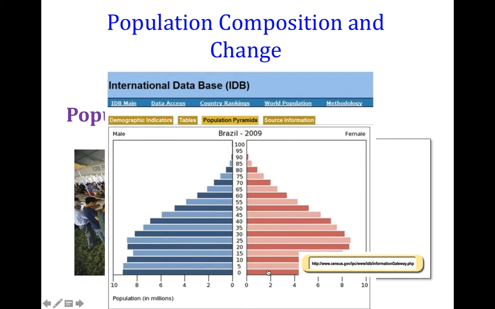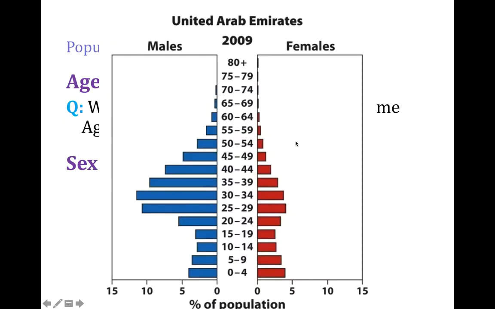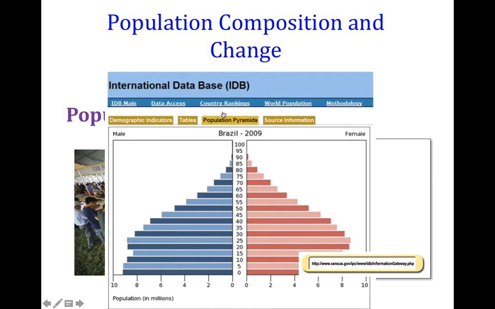But what happens is with access to birth control, if you have famine, if you have war, all of this is going to be affected. So let's look at the UAE. And again, this is the same year as Brazil, 2009. In Brazil, 2009, you're going to have a lot of children born. A whole lot of them are going to make it to adulthood, and then we're going to see them taper off. If you notice, there's different bumps.